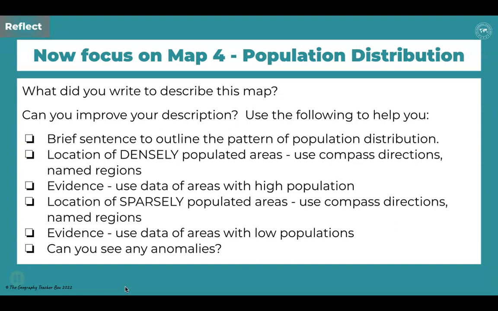Equally, have you also said which areas are sparsely populated? In other words, have very few people living in them? Again, have you used evidence to back up what you've said? And lastly, is there anything that doesn't fit that overall pattern? So if you've said that most of the areas that are inland are sparsely populated, is that always the case? Take a moment to see if you can improve your description, and pause the video while you do that.